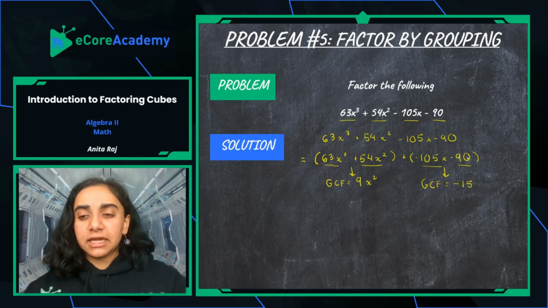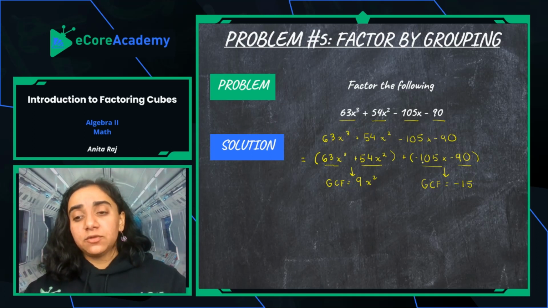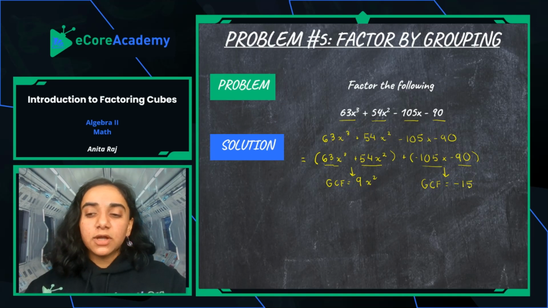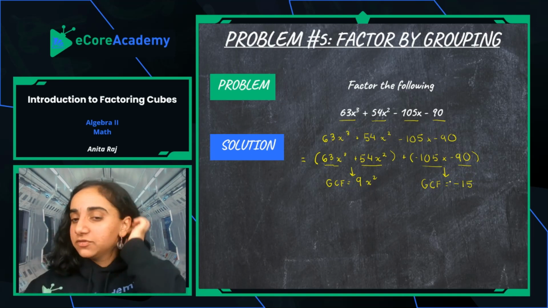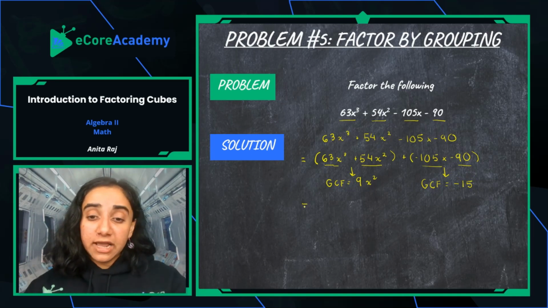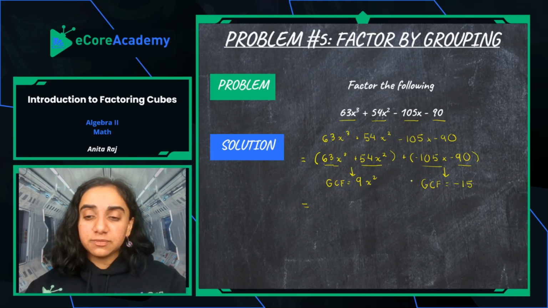Negative 15 goes into negative 96 times. Yeah, 6 times, and then it goes into negative 105 7 times. So that is going to be your greatest common factor between these two terms. And then our next step is going to be rewriting these two sets of parentheses with the greatest common factor pulled out. So I'll show you what I mean.